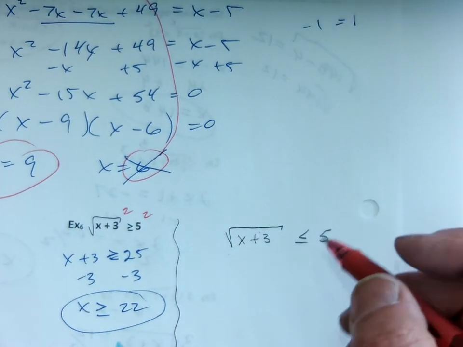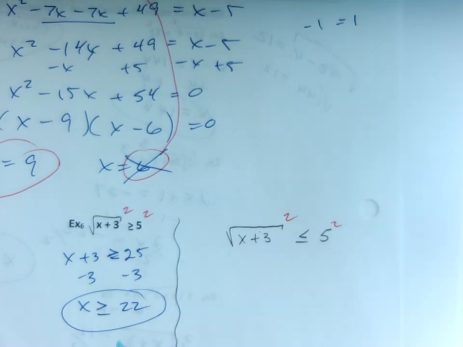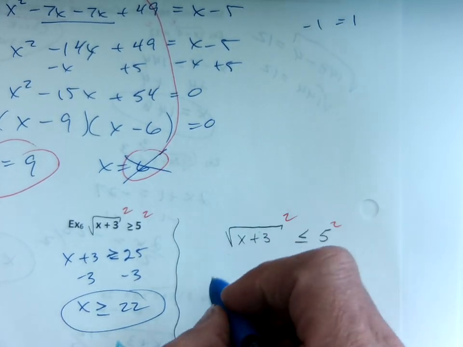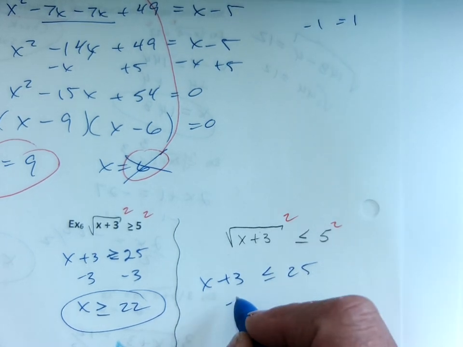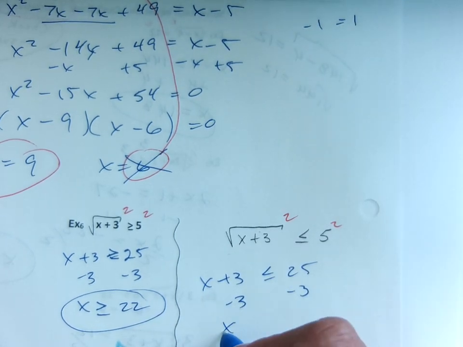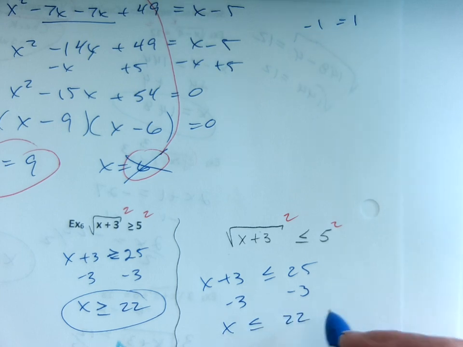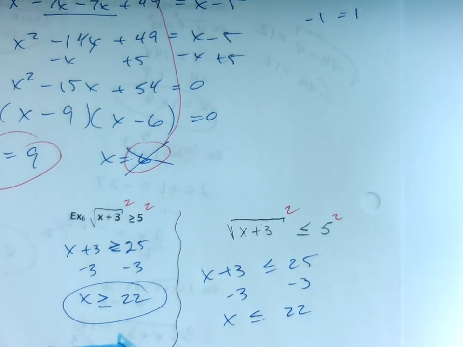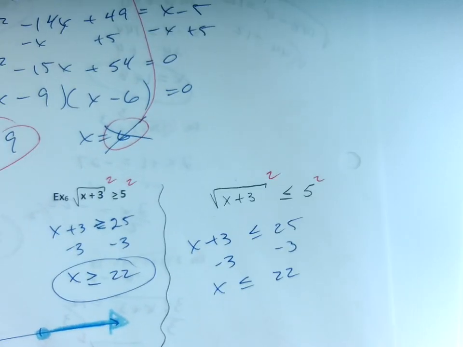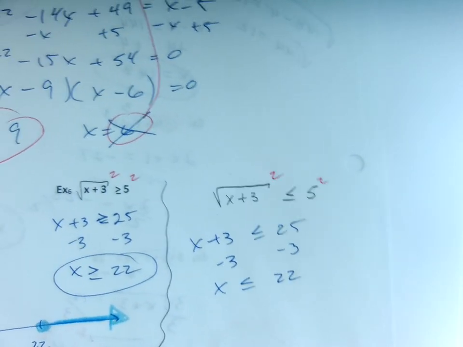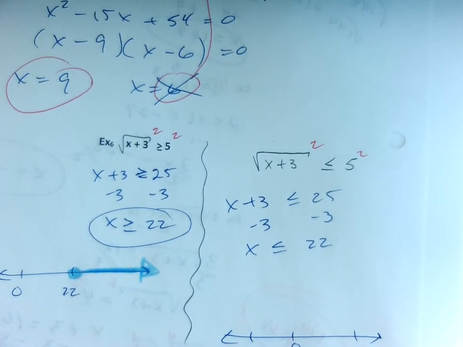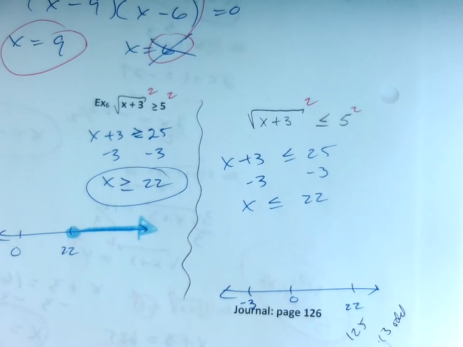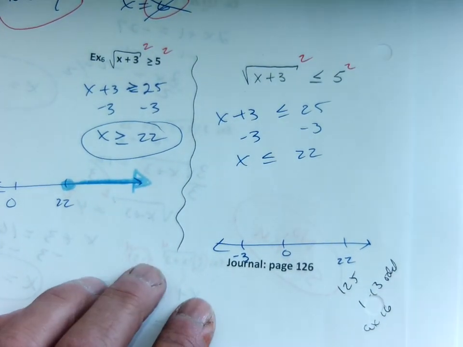So let's go ahead and solve it like we did. Square, square. I have x plus 3 is less than or equal to 25. Minus 3, x has to be less than or equal to 22. Different, okay? So now we're looking for less than or equal to 5. So on my number line, I'd have my 22 here, and I have my 0 here, and I have negative 3 here.